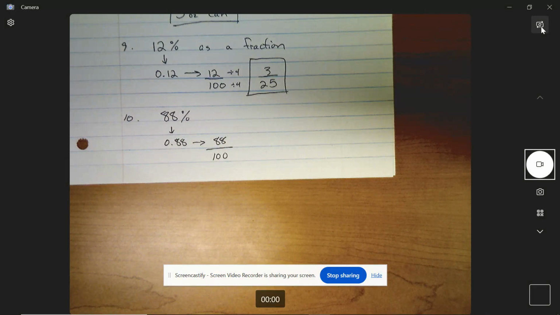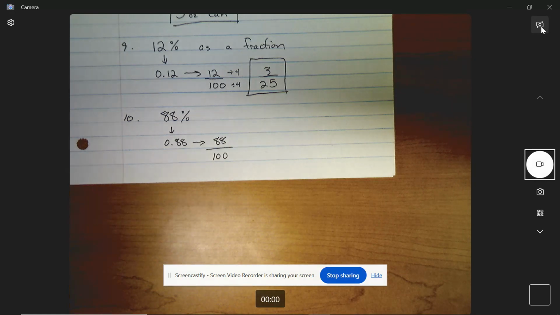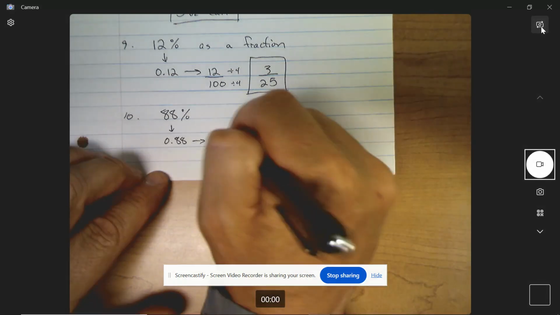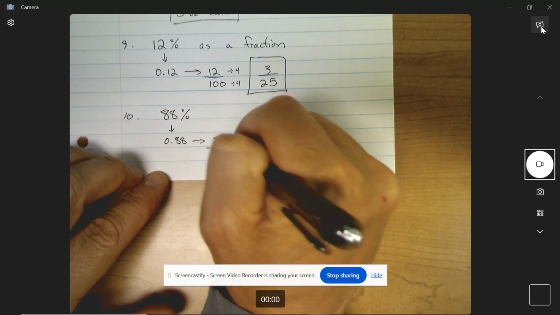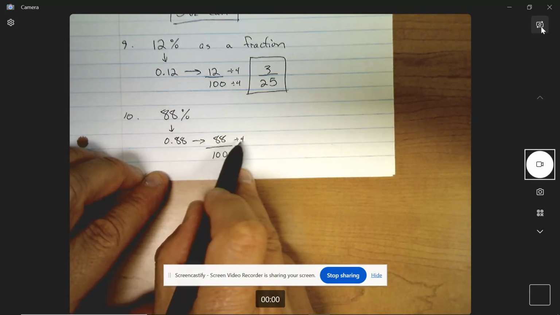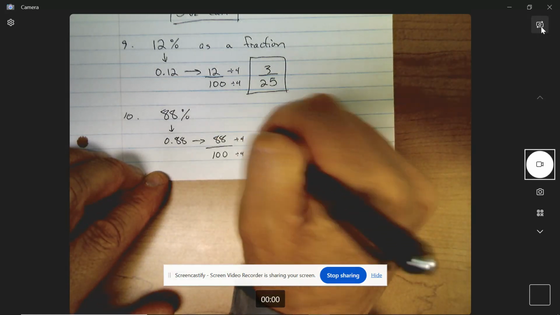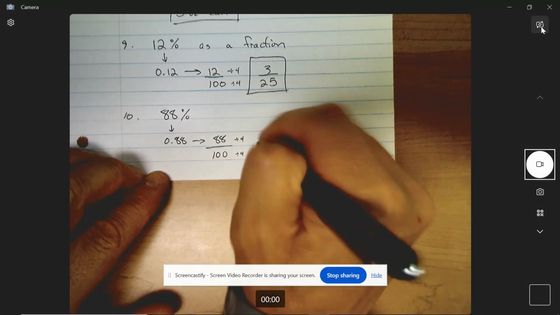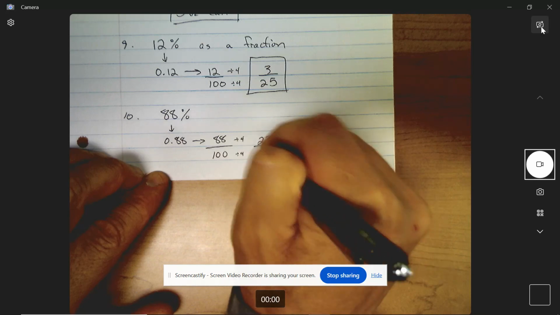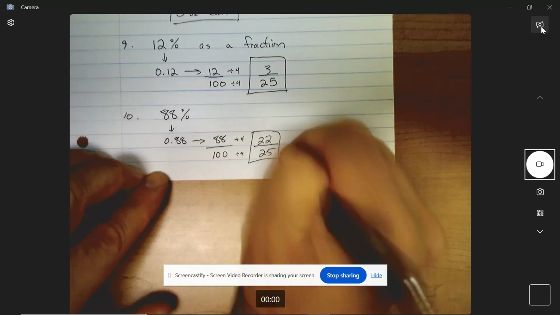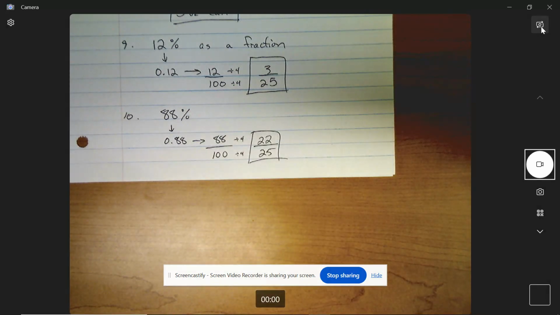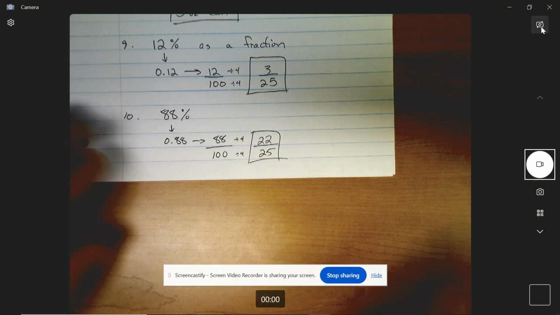Can I divide both of those by 4? I can. Yep. 88 divided by 4 is 22. Is that right? I think that's beautiful. This is so beautiful.